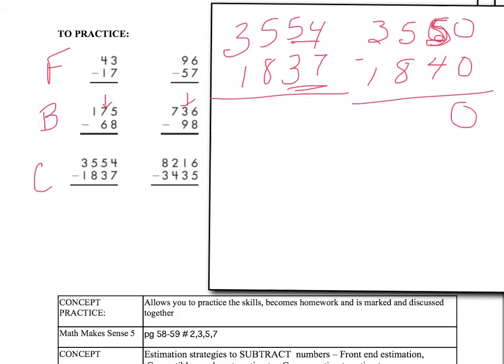0 minus 0 is 0. 5 minus 4 is 1. Oh, shucks, I can't take 8 from 5, so I'm going to have to borrow from the 3. It's going to become 2. I'm going to put 10 over here, so the 5 now becomes 15. 15 minus 8 is 7. I can do that. 2 minus 1, I can take 1 away from 2. It's left with 1. So 1,710 would be my estimate, using compensation, numbers that are close to each other, or compatible numbers, numbers that are close to each other.